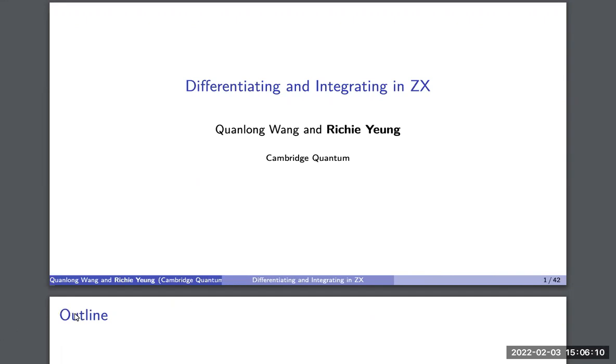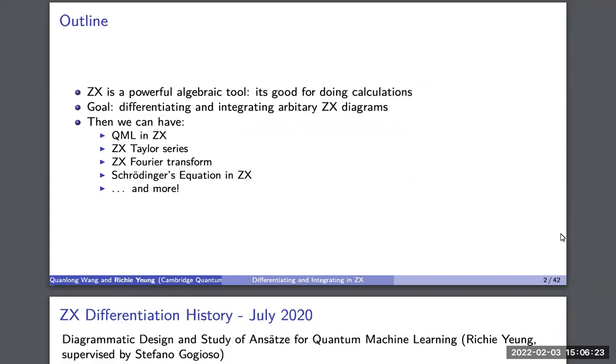So today I'm going to talk about differentiating and integrating in ZX calculus. This is joint work with Honey, and we both work at Cambridge Quantum. So yeah, a quick outline. As you all know, ZX calculus is a powerful tool for doing calculations. It's a sort of algebraic tool, you could say that.